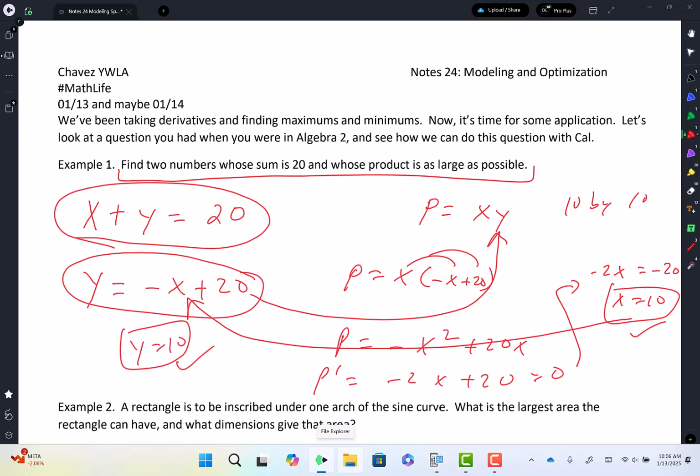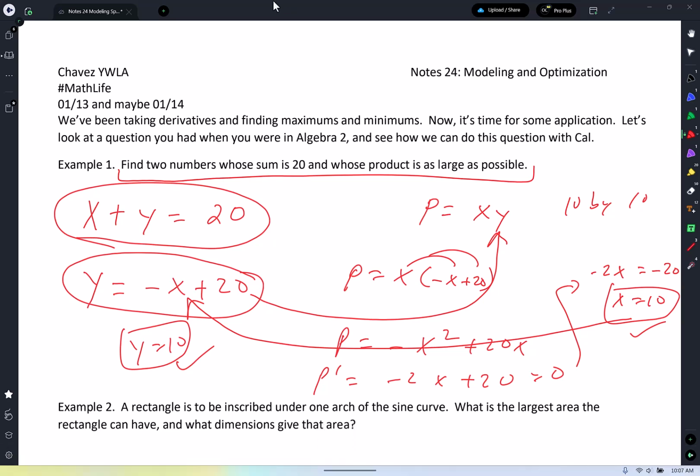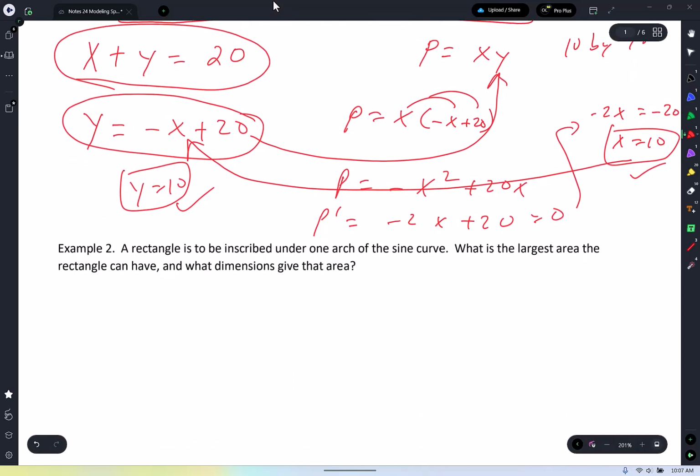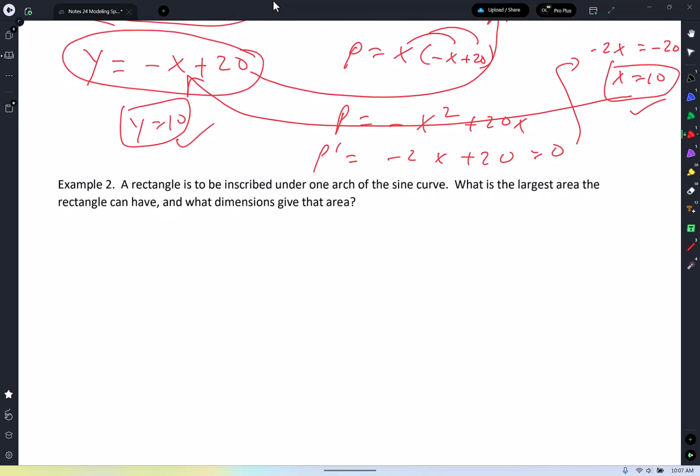I guess I don't have to do it that way, but you don't have to write any of example 1 down because example 1 is probably not going to ever be asked, at least not like that, because that one's too simple. But example 2, no, I just wanted you guys to take that in, like to just observe. Example 2 is legit. A rectangle is to be inscribed under one arc of the sine curve. What is the largest area the rectangle can have and what dimensions give that area? Okay, it's a little bit of pre-calc, but not extreme, just baby pre-calc.